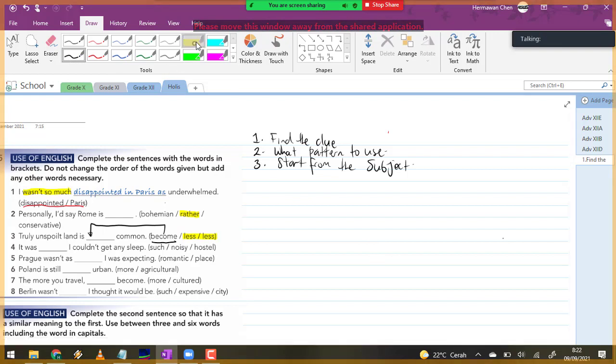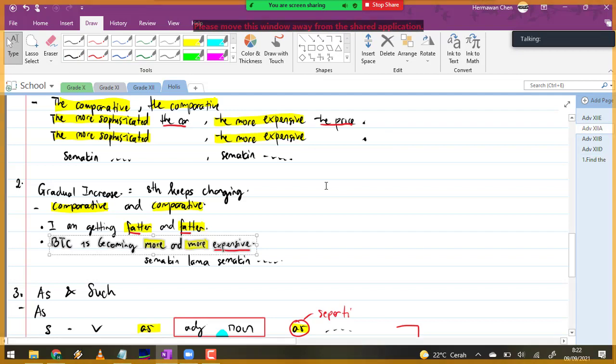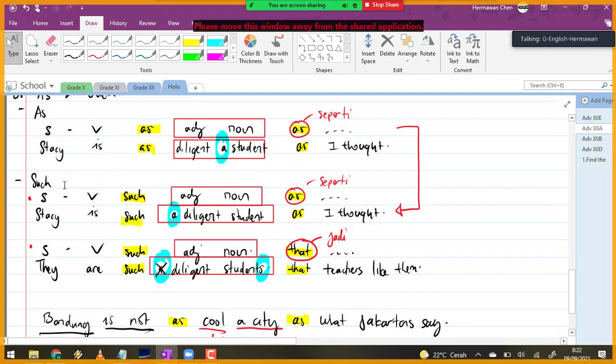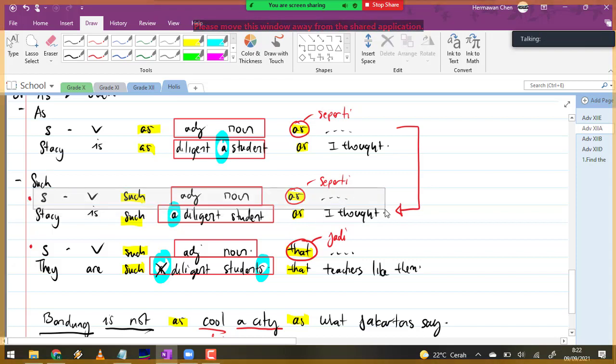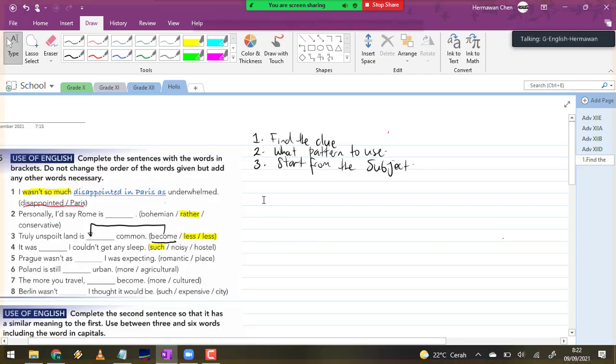Number 4. For number 4, guys, the clue is this one, such. Let's take a look at the note. Such. Okay. For such, guys, there are 2 patterns. One is with as, the other one is with that. How to know which pattern to use? You need to know the meaning. Okay. Let's take this one. Let's use the first pattern here, and then we'll check.